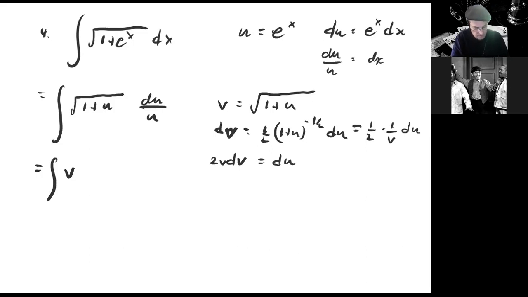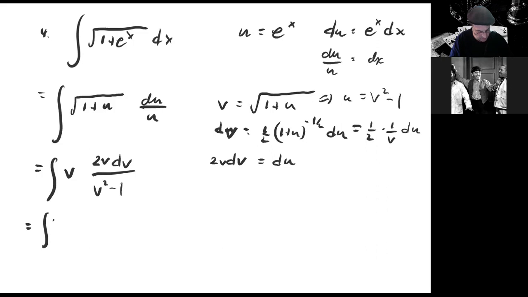That's here. We have to take care of the du, and we have to take care of the u. So the du is 2v dv, and what's u? Well, we can solve for u. If we square both sides and subtract 1, we get u equals v squared minus 1. So we get the integral of 2v squared dv over v squared minus 1.